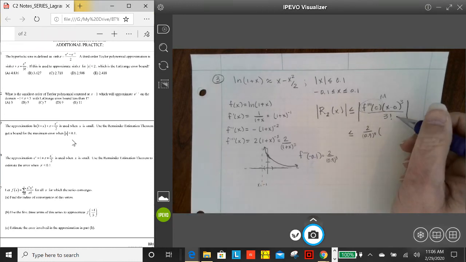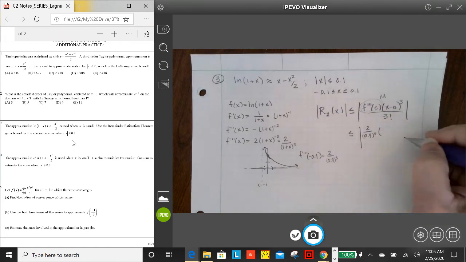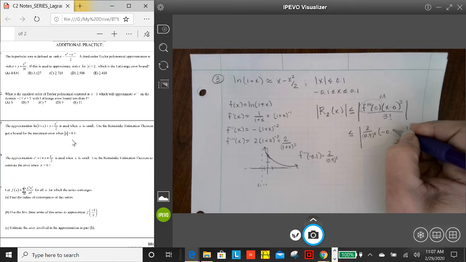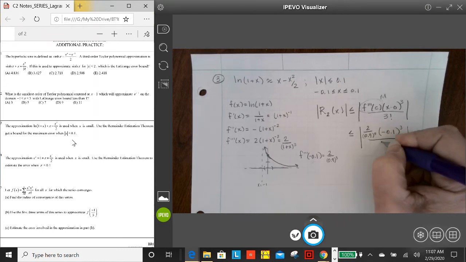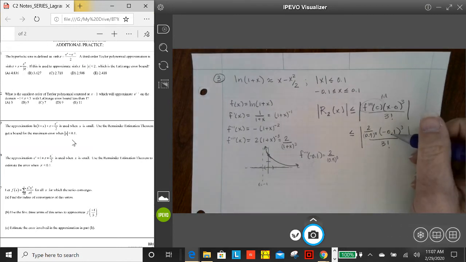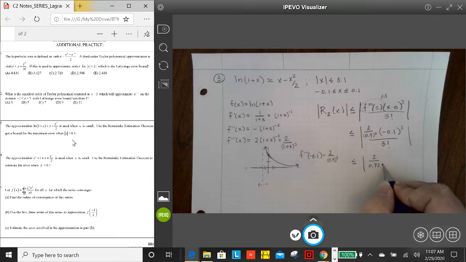times, well, where's the worst case scenario for the error? So when you're farthest away from the center, which is going to be at 0.1 or negative 0.1. And so we can say negative 0.1 cubed over 3 factorial. Since it's absolute value, I don't have to worry about the negative. And so we can say it's going to be 2 over, I think that's 0.729, times 0.001 over 3 factorial.